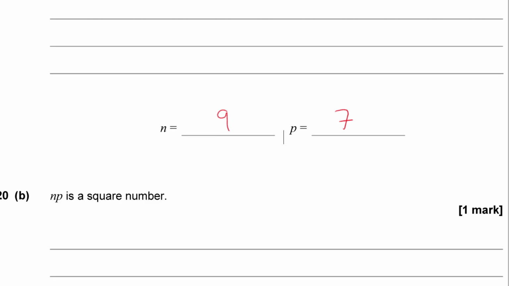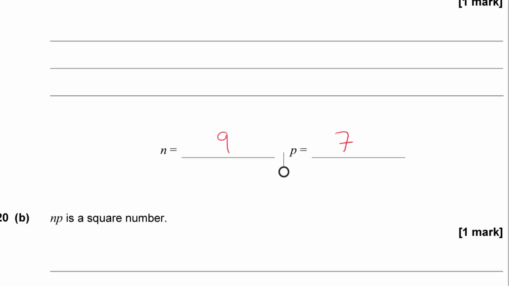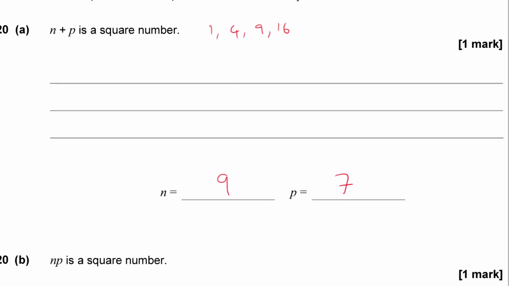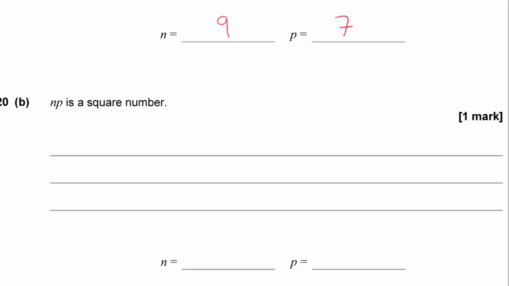Secondly, you want to find two numbers N and P, so when I multiply them together I get a square number. So again, looking through my list, if I pick two numbers that are the same, that will give me a square number, won't it? So if I picked 7 and 7, 7 times 7 is 49, that's going to be a square number, isn't it? So N is odd and 7 is prime, so 7 times 7 is 49. So if N is 7 and P is 7, then we get a square number.